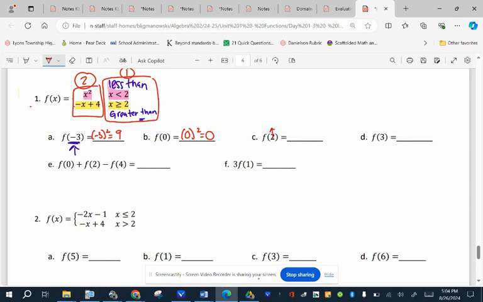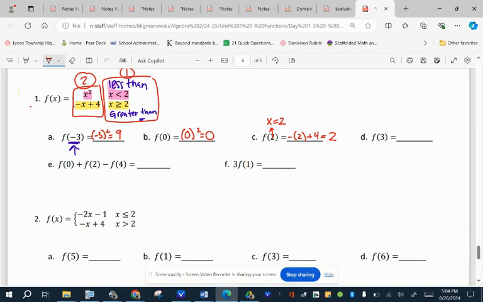Now this one's tricky. When x equals 2, that looks like it could be either inequality, but it's actually going to be this yellow inequality because of the equal to line here. So that means I'm going to plug it into this yellow equation. So it's going to be negative 2 plus 4. So negative 2 plus 4 would be 2.